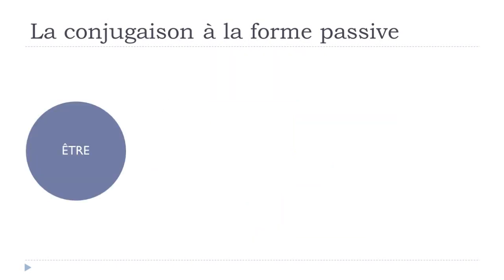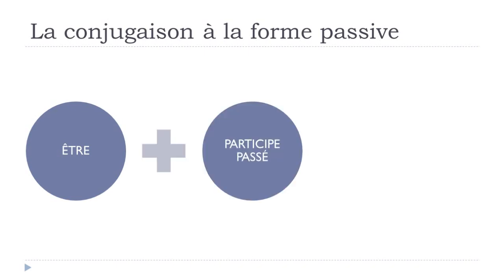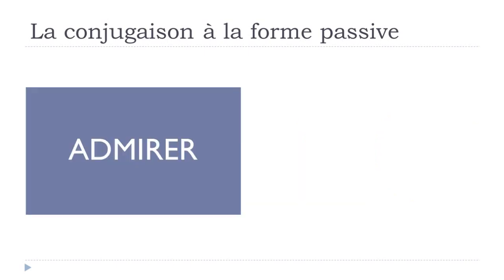So remember that if you want to construct this forme passive, then the first thing will be être, and this verb être will be changed according to whether it's présent, futur, passé composé, etc. And then after that you will put the participe passé form, okay, to get your passive form, all right? So that's it. We'll take two examples.